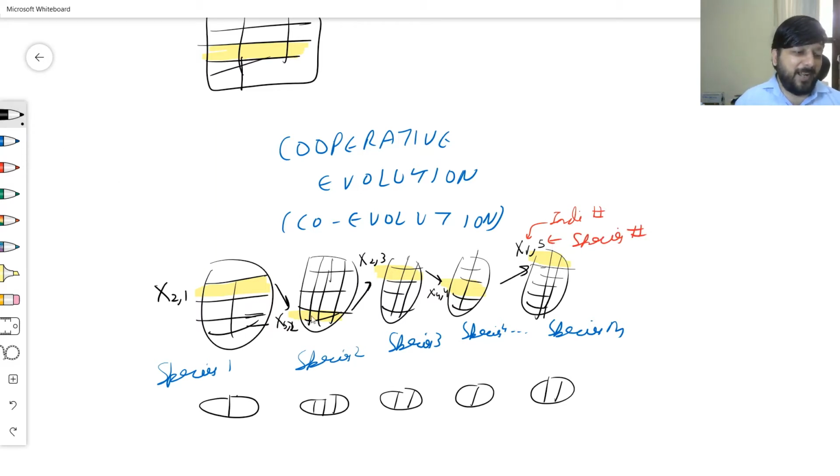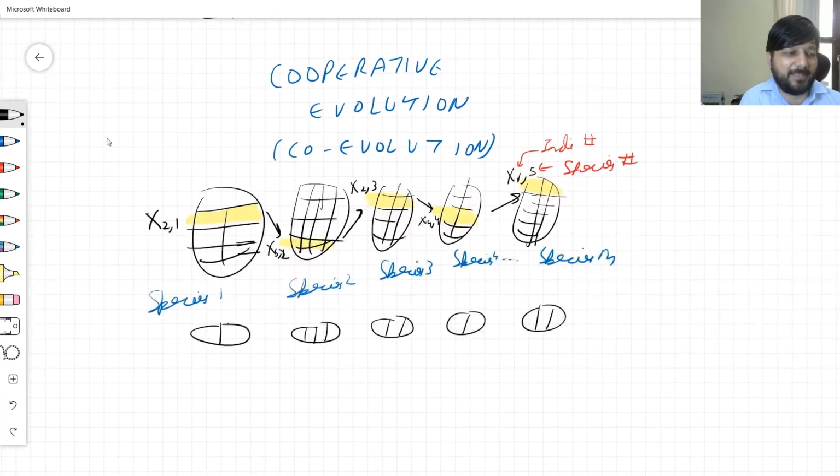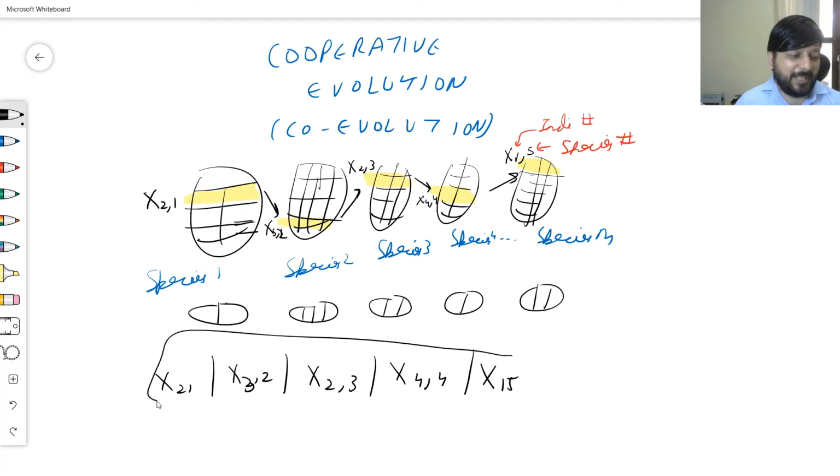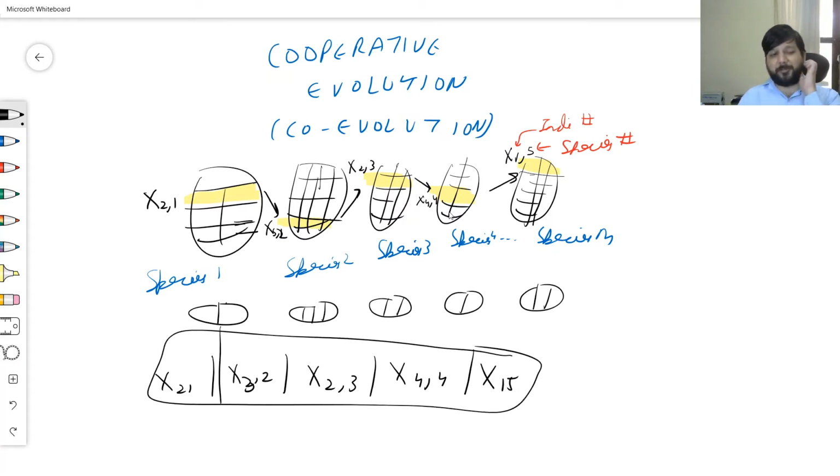So maybe my best solution is in fact given by x21 concatenated to x32 concatenated to x23 concatenated to x44 concatenated to x15. Maybe that's the best solution. And this is a combinatorial optimization problem, so you need to select the best individuals over here. So cooperative coevolution will give you a good mix of solutions, but then you might want to solve it as a combinatorial optimization problem to get the best combination of good individuals.